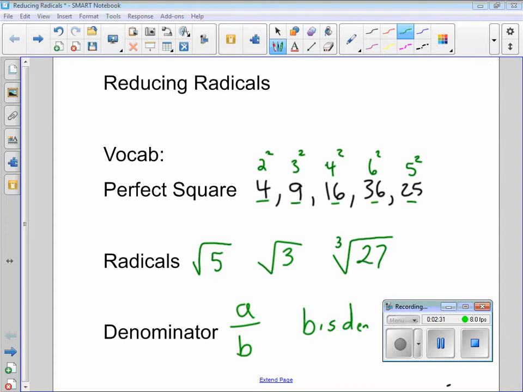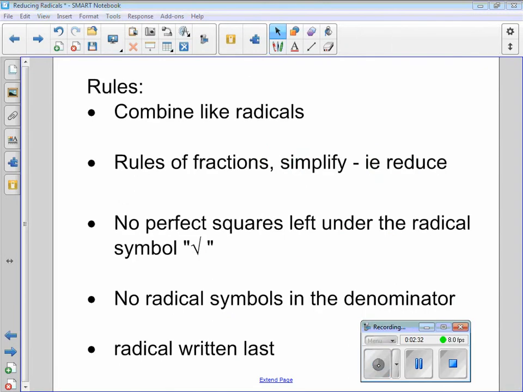Let's take a look at reducing these things. These are the basic rules for dealing with radicals. Make sure you combine like radicals. The rules of fractions, simplifying, all that stuff, all applies when we're dealing with radicals. No perfect squares left under the radical symbol. No radical symbols in the denominator. And radicals are written last. All right, let's make sure we understand those concepts.